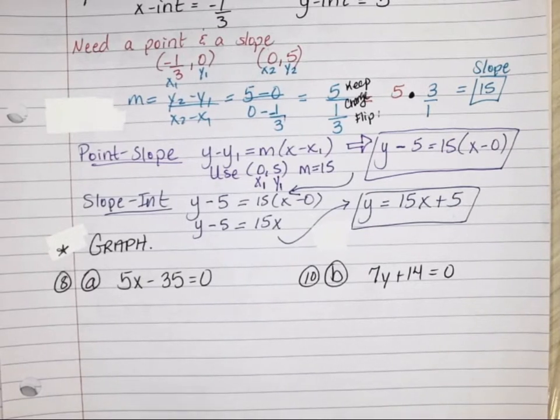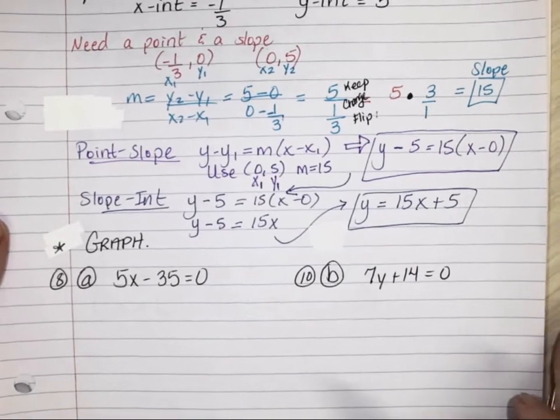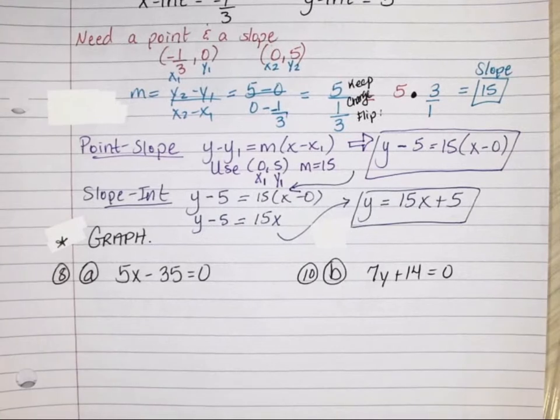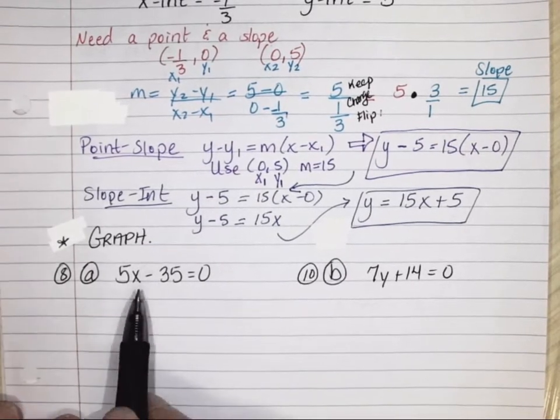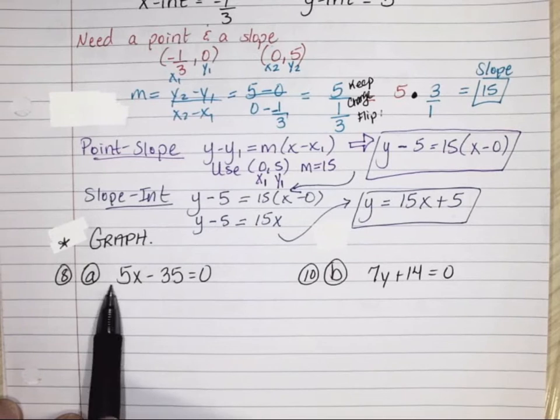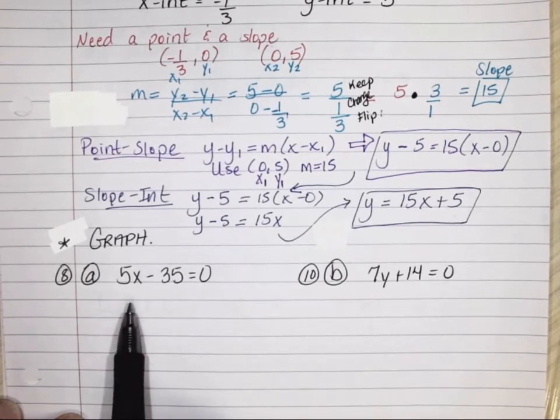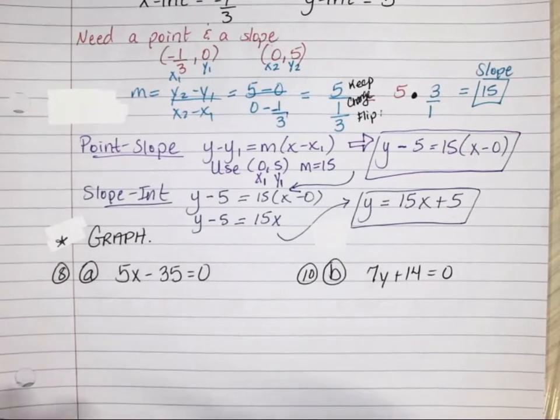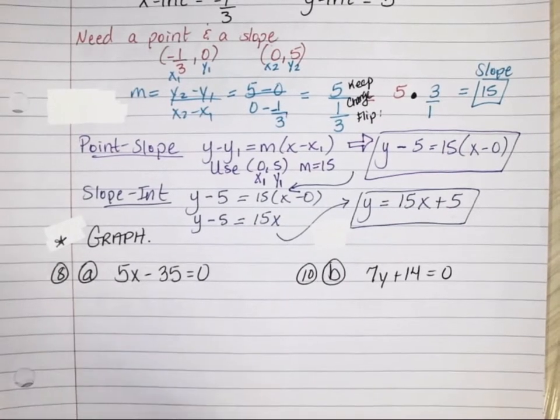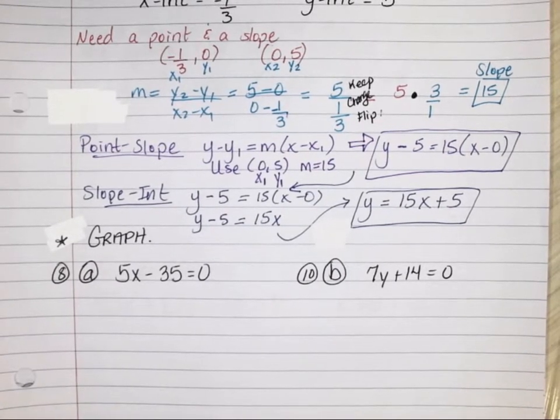Okay, the next two are like 8 and 10. I wanted to show you these. They actually make you do a little bit of work. These problems are disguised, but they are actually horizontal and vertical lines, and I wanted to show you how you get that. They ask you to graph 5x minus 35 equals 0. Well, I want you to notice there is no y in this equation, so it only has x. So you should know right off when you see that an equation only has x or it only has y, that is either a horizontal or a vertical line.